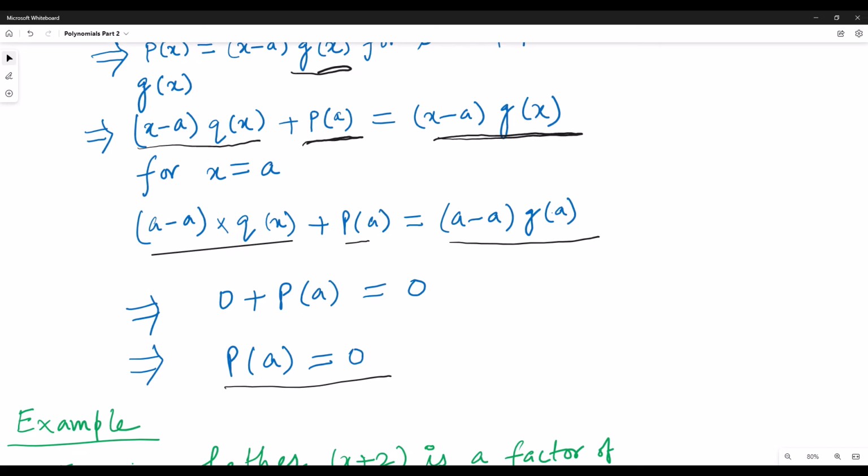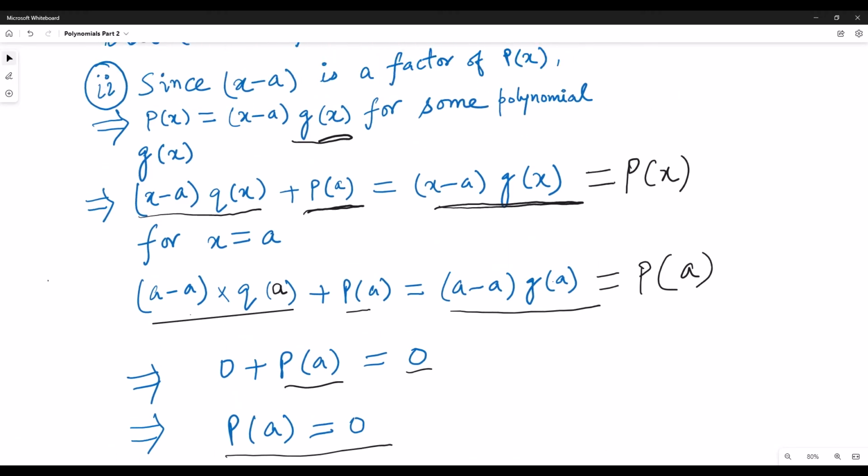Both sides are the same expression, p(x). We need to understand this. To find out p(a), we have to change x to a, right? So this is p(a), and we find that a minus a is 0. Here a minus a is also 0. So what we are left with is p(a) equals 0.